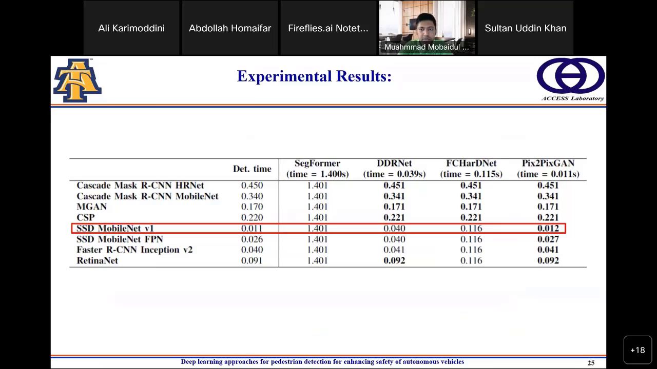Due to the parallel utilization of 2 different networks, we also achieve competitive runtime efficiency from our fused models. In fact, the overall computation time of the proposed fusion framework is almost the maximum of the computation time of the slower branch. For example, SSD MobileNet has a detection time of 0.011 second, and Pix2Pix GAN has a processing time of 0.011 second. After fusing these 2 methods, the framework exhibits 0.012 second processing time, so the difference is very minor after applying this fusion technique.